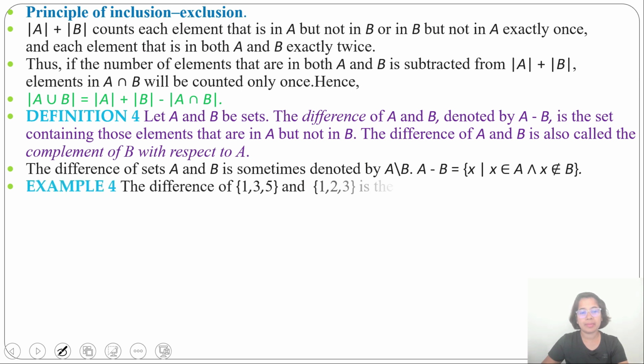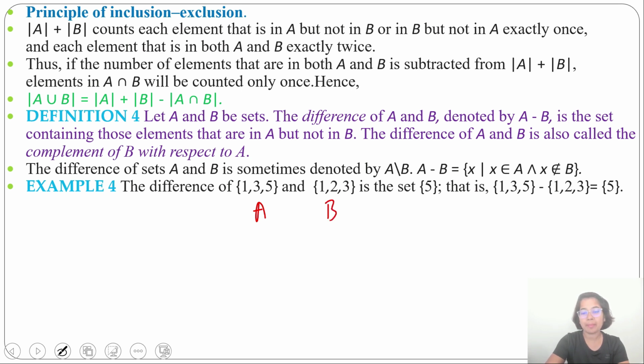Let's see the next example, example 4. Let A contain 1, 3, 5, and B contain 1, 2, 3. Now A − B will be the elements which are present in A and not present in B. Here 1 and 3 are both present in B. Only element 5 is not present in B. So you can say A − B will be {5}. The elements which are present in A and not present in B: x belongs to A and x does not belong to B.